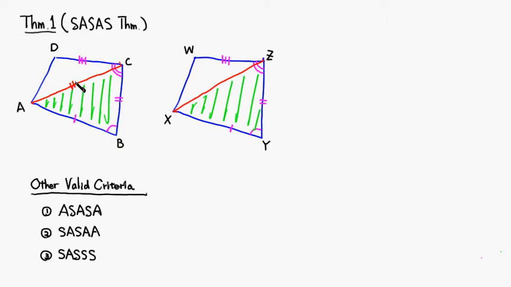I'm going to put 4. This is congruent to that one because they're corresponding parts, and also this angle here is going to correspond to that angle, since angle C and angle Z are congruent. We know that this is going to be congruent to the angle there.